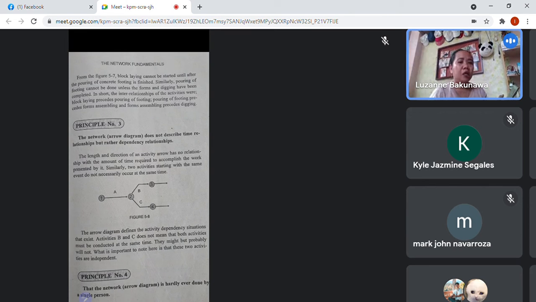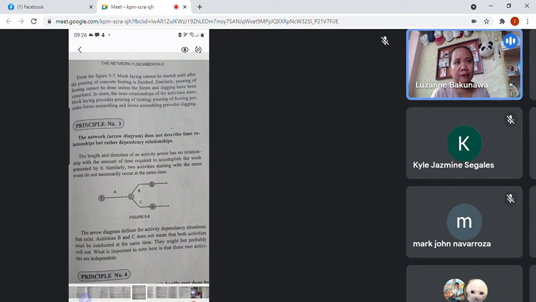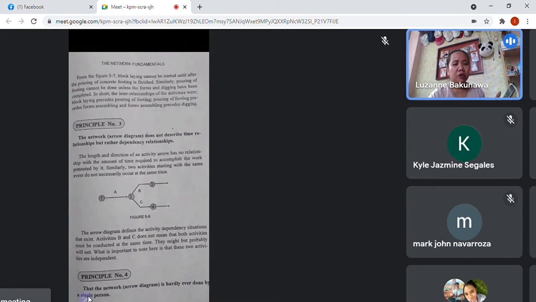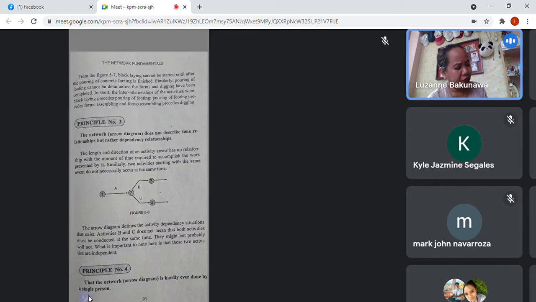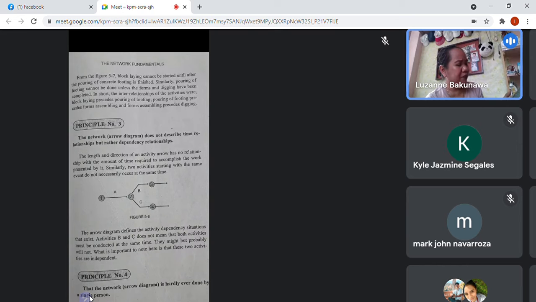So that becomes an activity called making roof trusses. You can do it while you are concreting the columns and making the walls. You can do the creating of roof trusses concurrently. Okay? So the arrow diagram defines the activity dependency situation that exists.